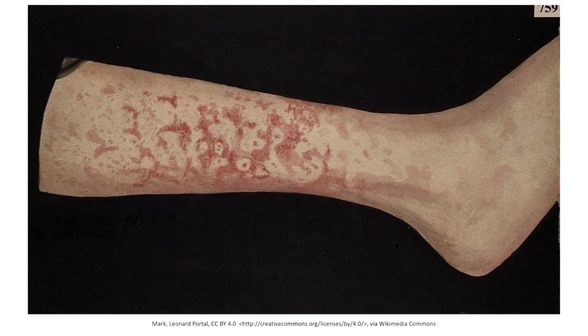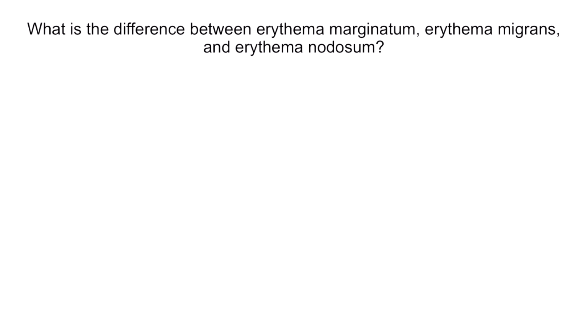Here's an image depicting erythema marginatum, which is an annular erythematous rash with sharp raised borders and central clearing, as can be seen here and here. The name marginatum should help you remember the well-defined margins and raised borders of this rash. All right, let's try another question. What is the difference between erythema marginatum, erythema migrans, and erythema nodosum? Students often confuse the names of these 3 distinct rashes, so let's take a moment to distinguish them.